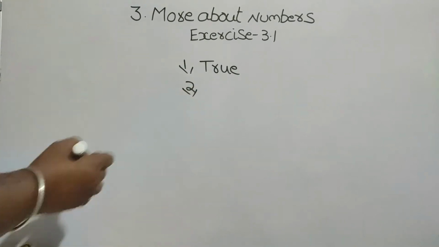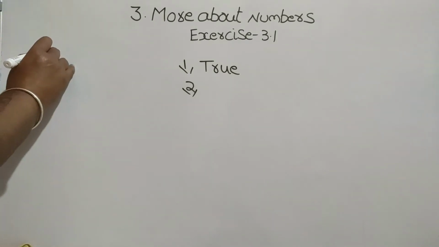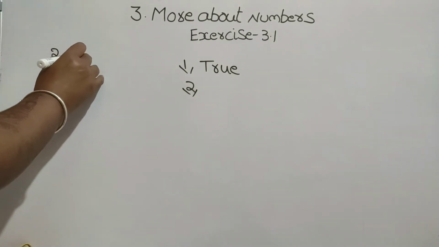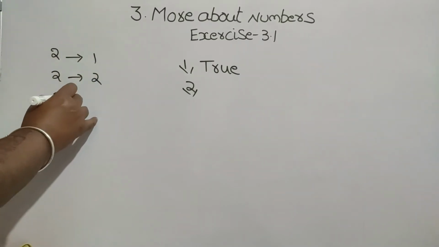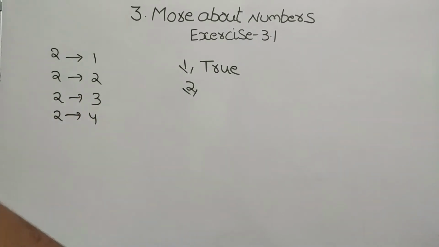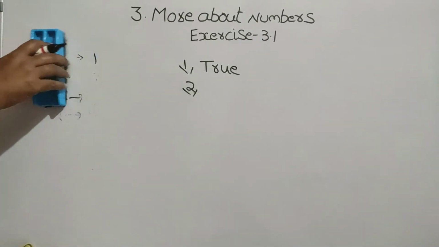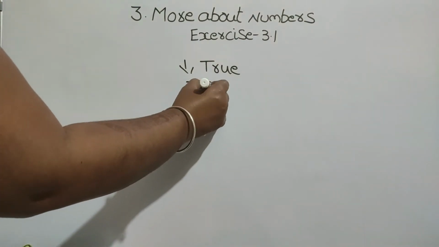Second one. A number can be a multiple of only one number. 2 is a multiple of 1, 2 is a multiple of 2, 2 is a multiple of 3, 2 is a multiple of 4. So, one number can be a multiple of any number. So, this is a false statement.